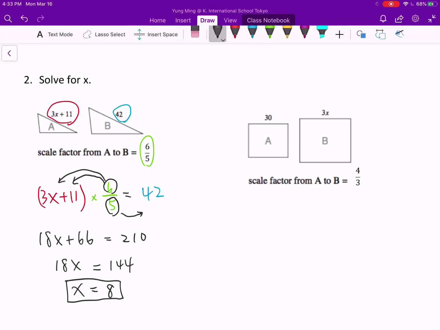Second question. Again, this is my scale factor. I need to multiply from A to B. So there you go, 30 times 4 over 3. This is actually equal to 40. 40 equals 3x. x is equal to 40 over 3.